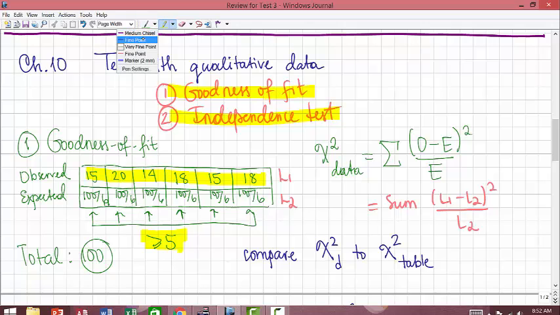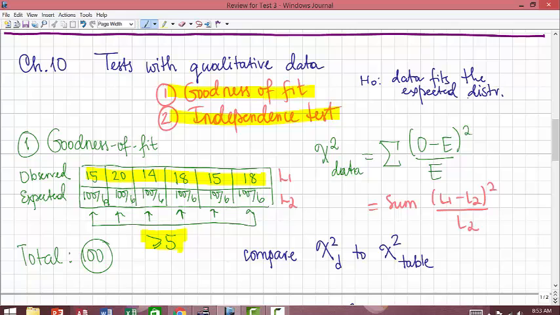All right? Now, what is your null hypothesis always going to say? The null hypothesis will always say that the data fits our expected distribution. Okay? So data fits the expected distribution. Okay, and then the alternative will say, well, one or more of these proportions are different, or in other words, it doesn't fit. It's not consistent. So data is not consistent. That's one way to say it. Okay, with the expected distribution.